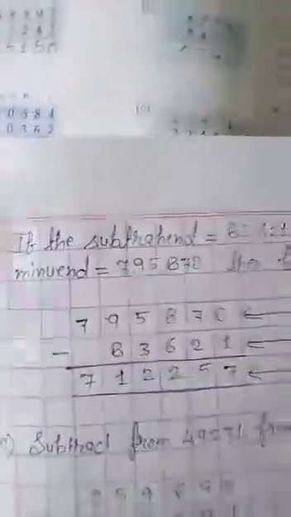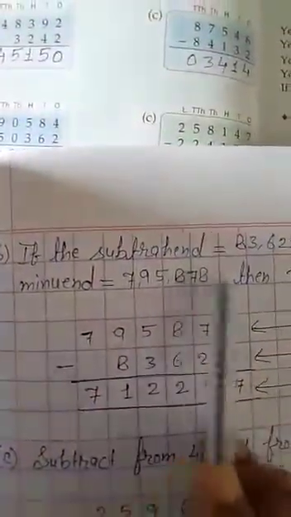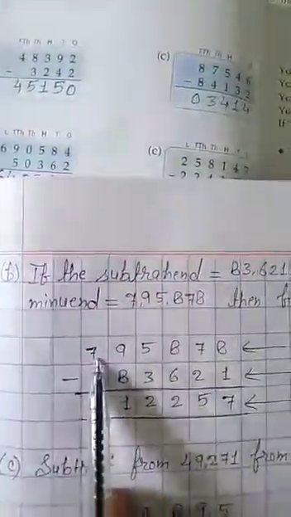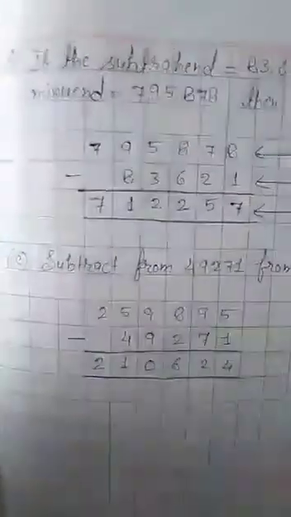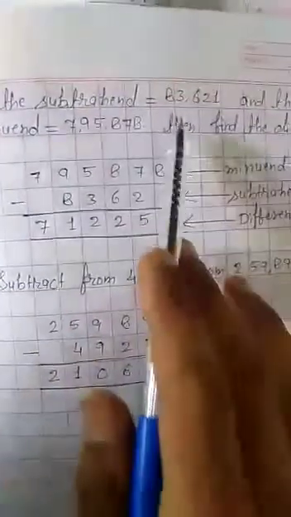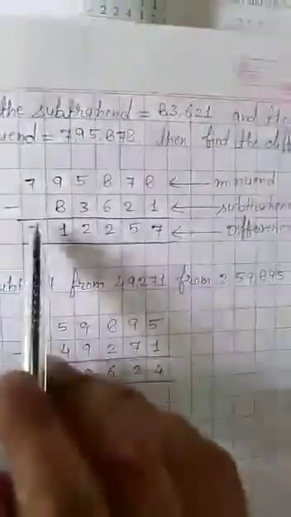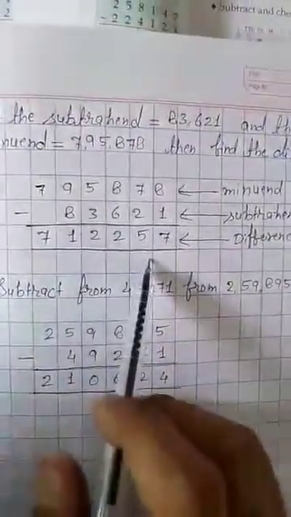Now question B is: if the subtrahend equals 83,621 and the minuend equals 7,95,878, then find the difference. So we all know that minuend minus subtrahend equals difference. So we will write here first the minuend, 7,95,878. Then we will write the subtrahend. The subtrahend given is 83,621.